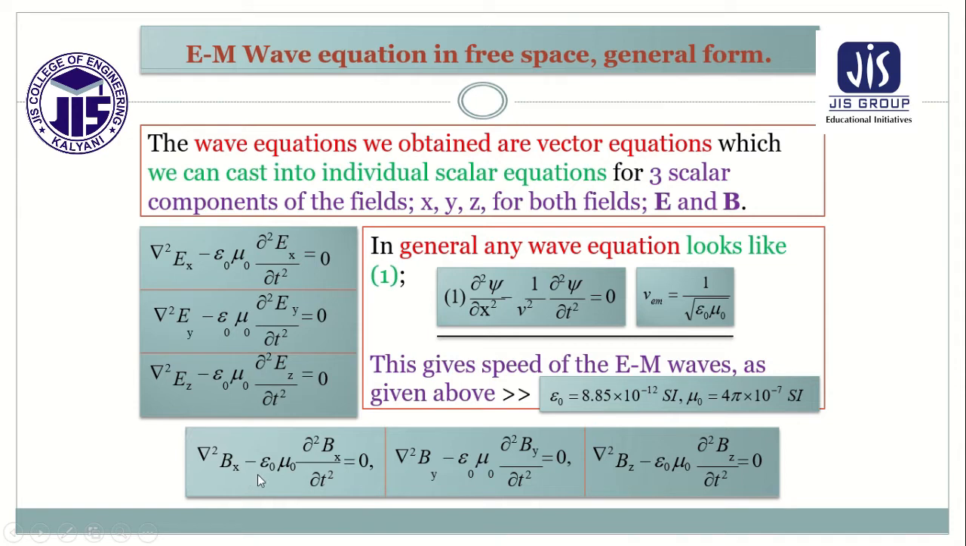So here nabla square Bx minus mu naught epsilon naught del square Bx del T square equal to 0. Nabla square By minus mu naught epsilon naught del square By by del T square equal to 0. Nabla square Bz minus mu naught epsilon naught del square Bz by del T square equal to 0. These are the three components of the free space wave equation in magnetic field B. So this is about the calculation of the velocity of the electromagnetic wave, and these are the free space wave equation in electric field E and in magnetic field B.